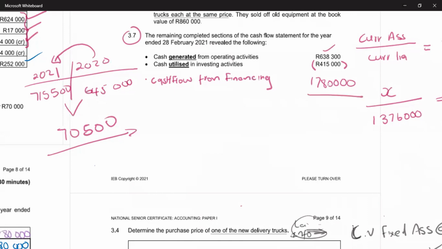So basically here, to get my cash movements, so this is the last question, I'm going to take 638,300 minus 415,000 plus 1,780,000. And this would be 2,003,300, right? So this would be your final answer.